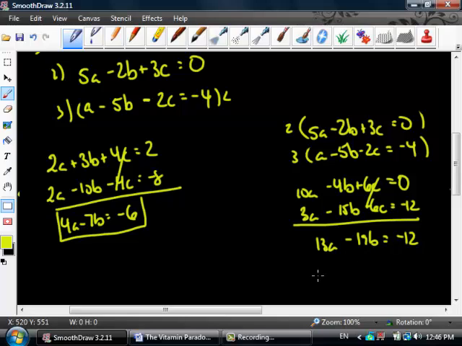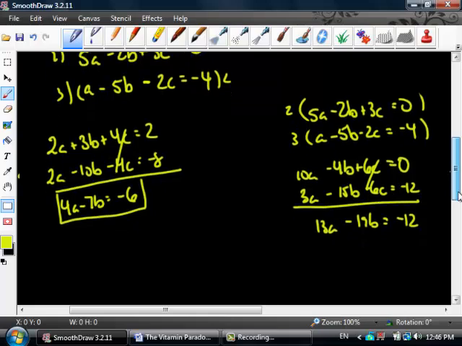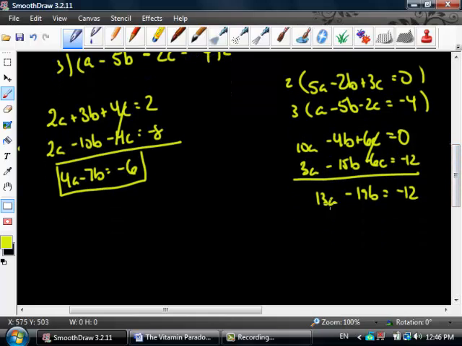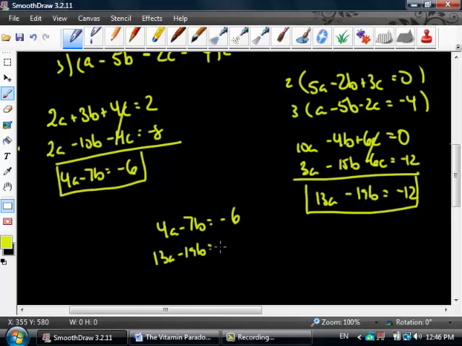Okay, I can see why this took you guys a long time. Everyone get this far? No. Okay, I can see why this problem is going to take you a long time. 4a minus 7b equals negative 6. 13a minus 19b equals negative 12. Robert, what did you do? I multiplied it by the top one. Well, I basically just multiplied the top one by 13 and then the bottom one by 4.